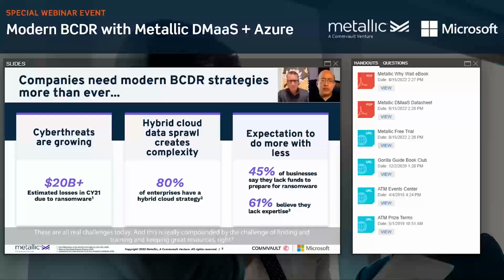And this is really compounded by the challenge of finding and training and keeping great resources, right? Your people are your greatest asset. And having those people available, there's always a pressure to do more with less. That's just a constant of doing business. But especially in today's environment, customers are under a ton of pressure to develop expertise in all of these areas, while still trying to maintain their day-to-day operations. And so this is where new solutions can really come into play.